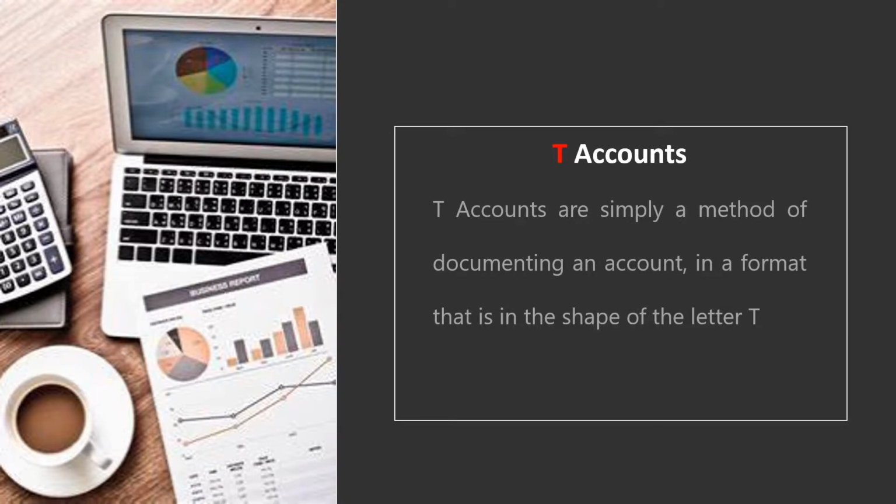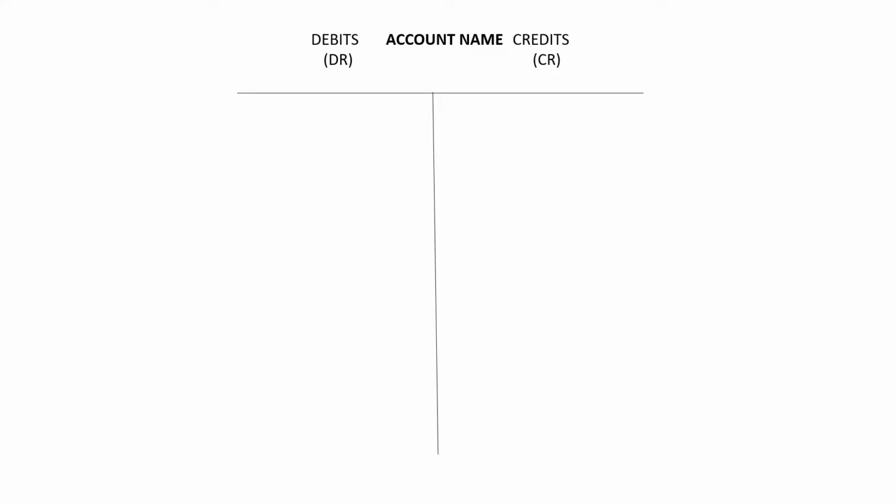All right, now that we have the basic definition of an account out of the way, let's talk about T accounts. As you can see here, T accounts are simply a method of documenting an account in a format in the shape of the letter T. It looks kind of like this. As you can see here, debits go on the left and credits go on the right. Now I want you to remember that. Debits go on the left, credits on the right.